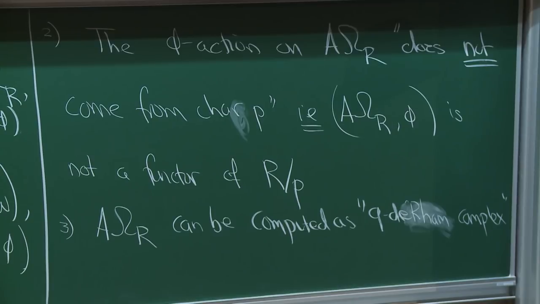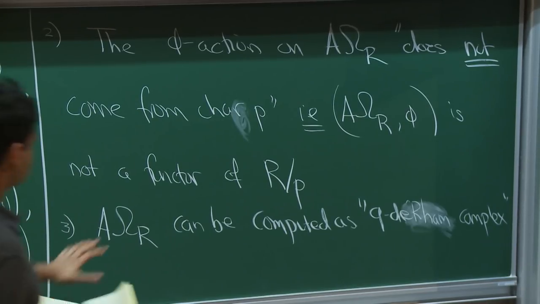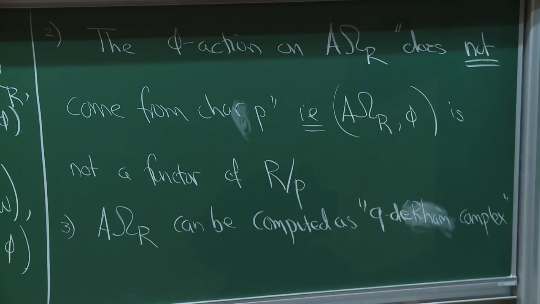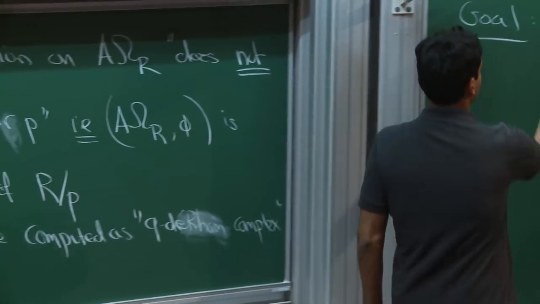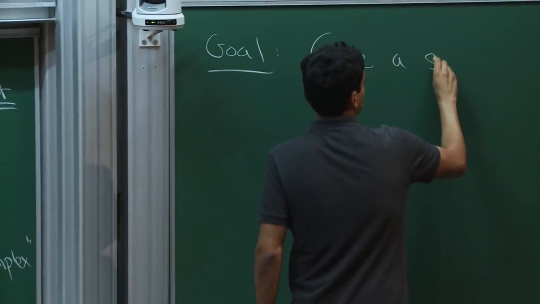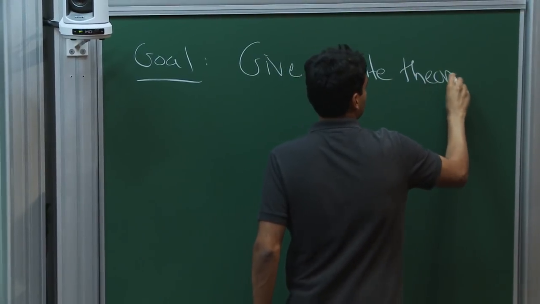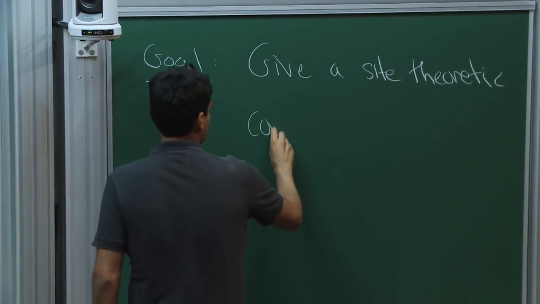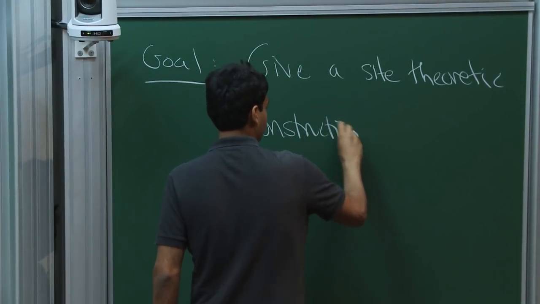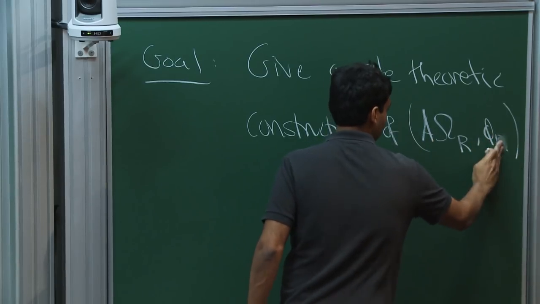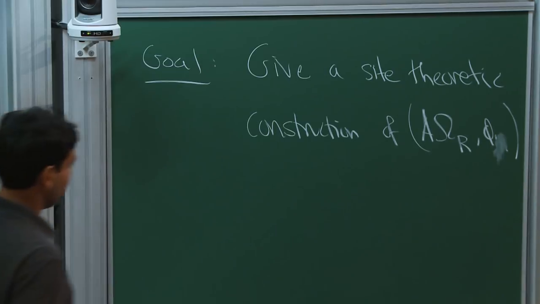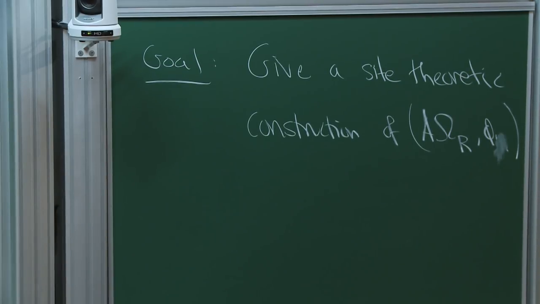OK. The goal of this talk is to give a site-theoretic construction of this cohomology theory. And in the process, we also end up getting a construction of crystalline cohomology, which is actually different from the classical construction. There's no mention of divided powers in the definition. And it has some other applications which I'll try to explain at the end. But that's the plan. Any questions?